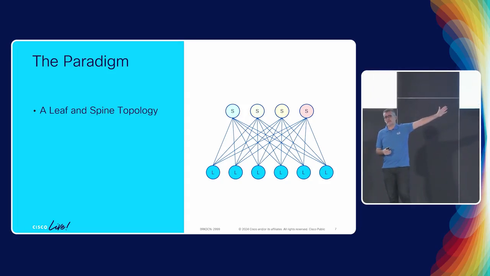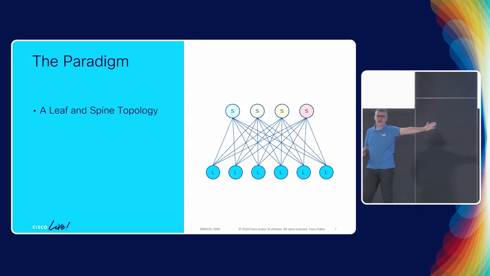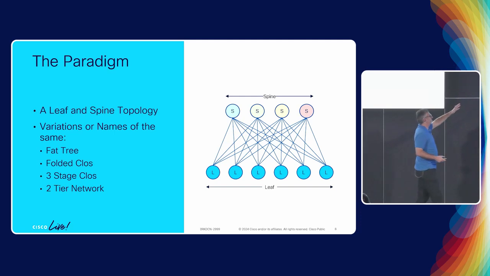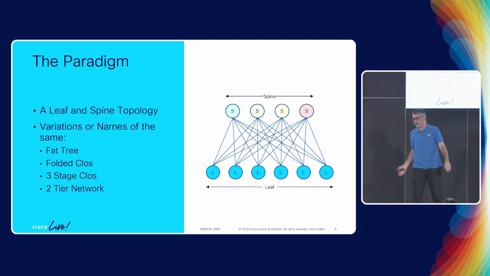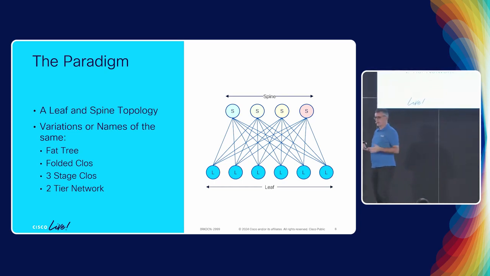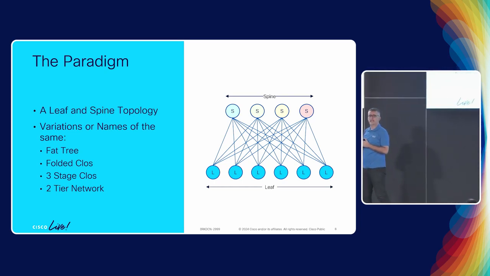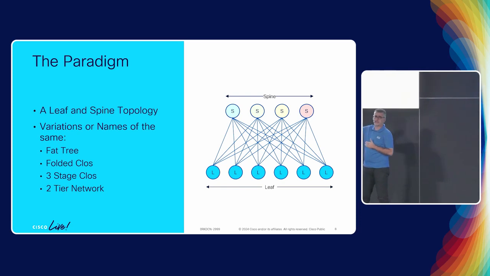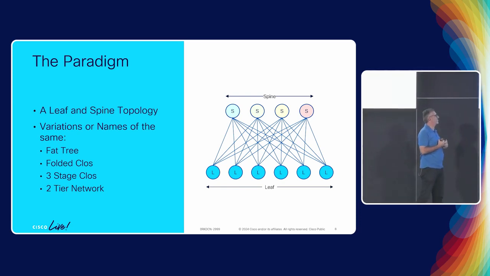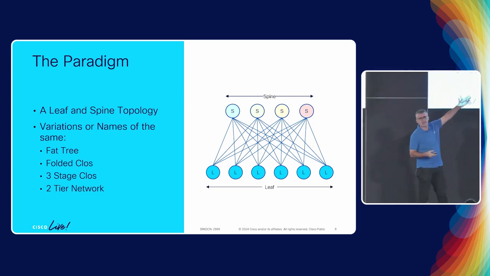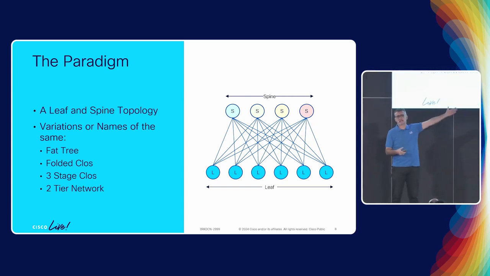Leaf spine topology, we are all familiar with that, right? Now we call it differently. Some people call it the fat tree, some people folded Clos, three-stage Clos. Charles Clos was an engineer that, in the mid-50s, built or proposed this topology for telecommunication networks, circuit switched networks. But that's how most of the data centers today look like, right?